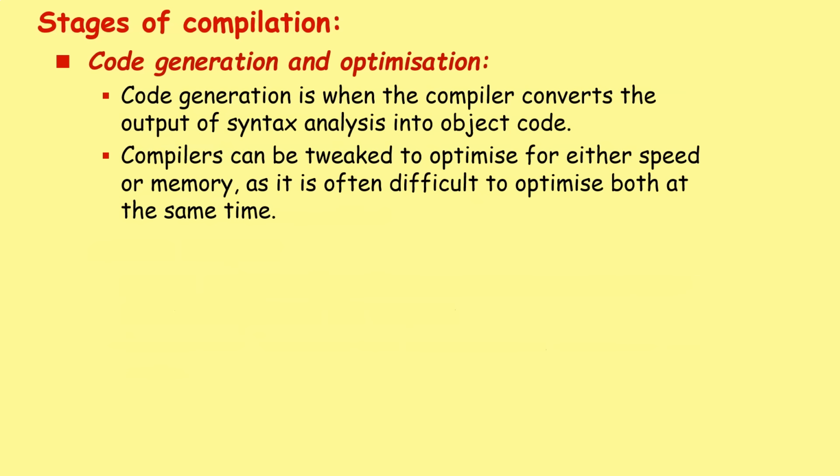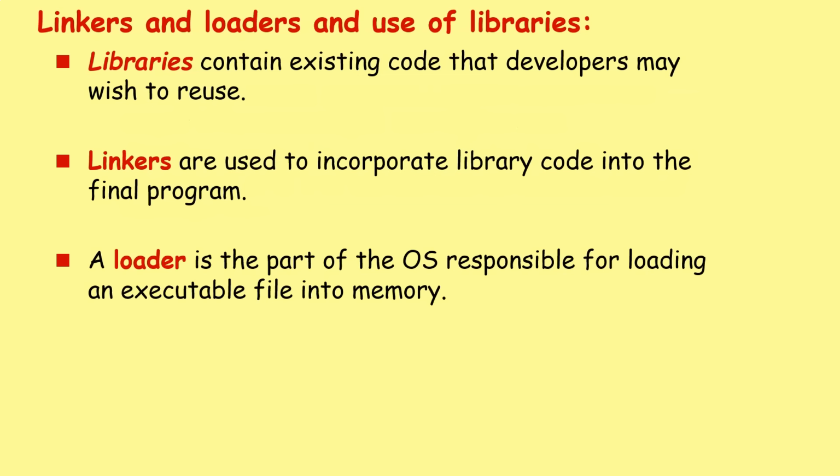Code generation and optimization. Code generation is when the compiler converts the output of the syntax analysis into object code. Compilers can be tweaked to optimize for either speed or memory, as it is often difficult to optimize both at the same time. Libraries contain existing code that developers may wish to reuse. Linkers are used to incorporate library code into the final program. And a loader is the part of the operating system responsible for loading an executable file into memory.